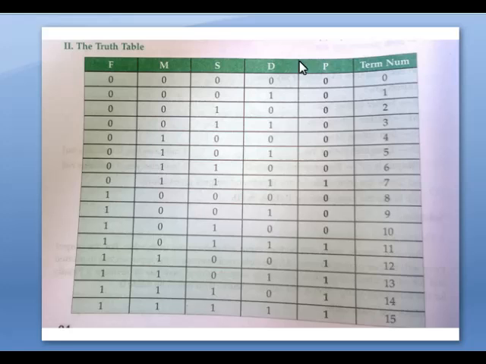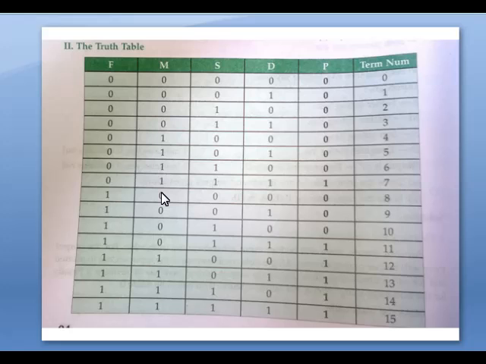Let's go and see. If father, mother, son, daughter are all 0, the output is 0. Here only the daughter is 1, so the output is 0. Here only the son is 1, so the output is 0. Here son and daughter are 1, no parents are 1, so the output is 0. Here only mother is 1, output 0. Here mother, son and daughter are 1, so the output is 1. Here mother and son, so the output is 0. Here mother, son, daughter, so the output is 1.